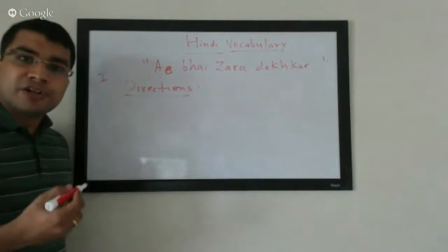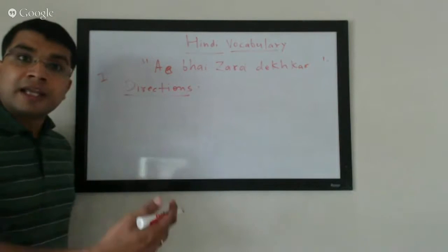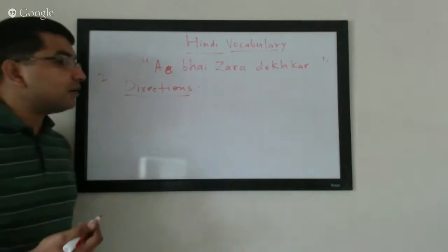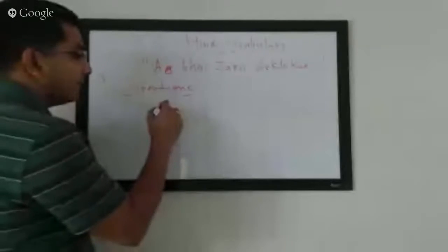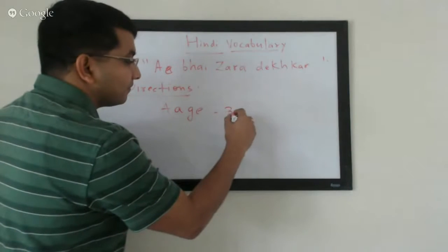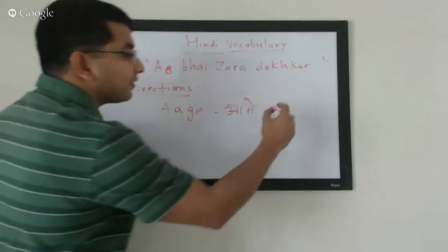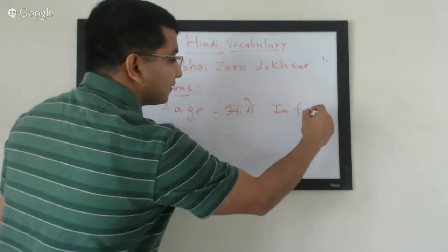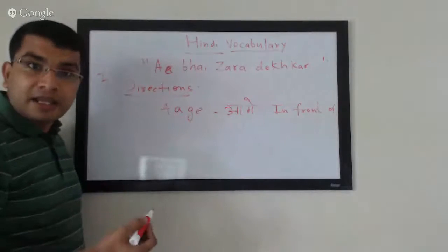If you pay attention to the song, the writer is saying, "जरा देख कर चलो, आगे भी नहीं पीछे भी, दाएं भी नहीं बाएं भी," which very clearly means the guy is talking about all the directions. Aage means in front of or in the front. It also means ahead, aage.